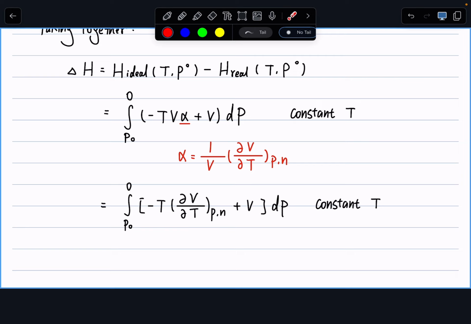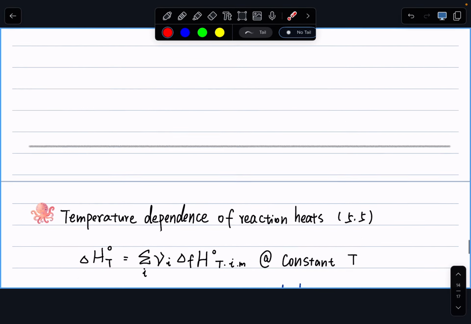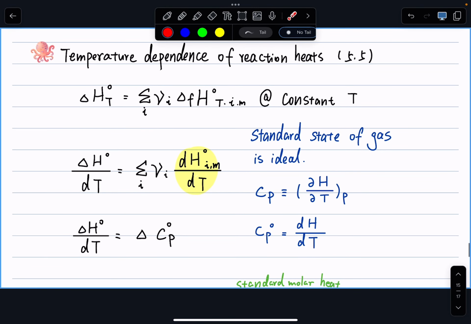Okay, I only have 3 minutes left. I don't think I should rush it, but we only have like 1 slide left for our next lecture. Let's see. Yeah, let me try to go over this.